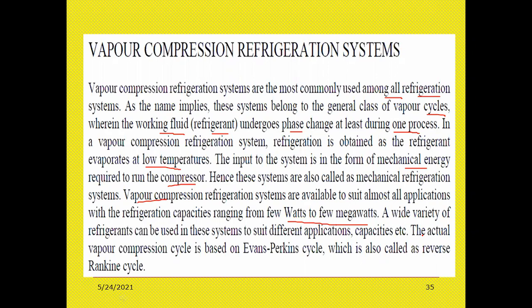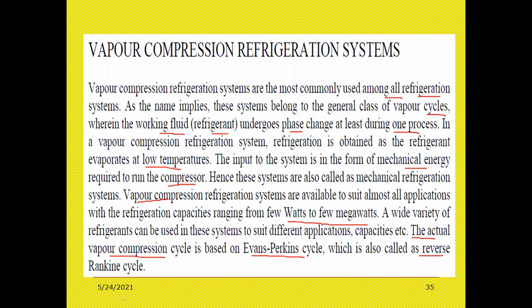The actual vapor compression cycle is based upon which cycle? Remember this: the actual vapor compression system is based upon the Evans-Perkins cycle, which is also called the reverse Rankine cycle. So the other name of the reverse Rankine cycle is the Evans-Perkins cycle, and the other name of the Evans-Perkins cycle is the reverse Rankine cycle. Understood? Reverse Rankine cycle.